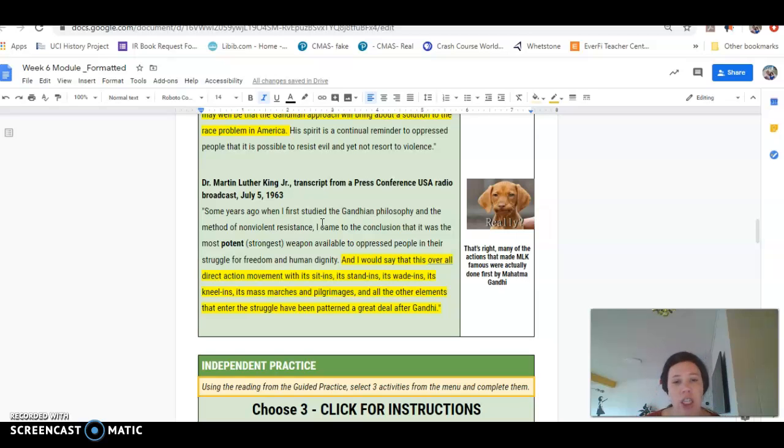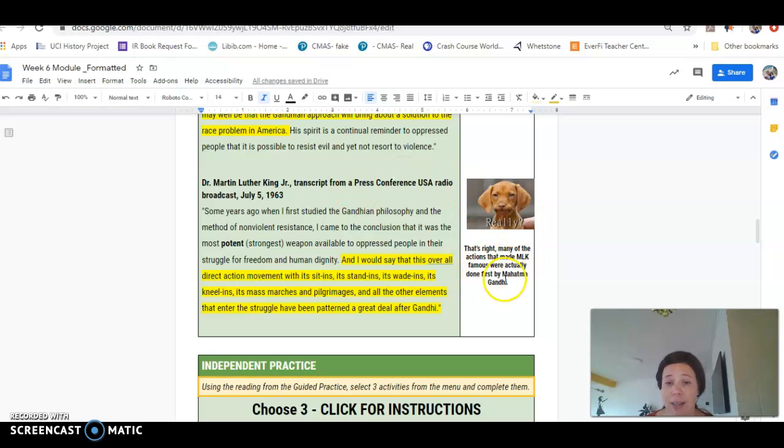Some years ago, when I finished studying the Gandhian philosophy and the method of nonviolent resistance, I came to the conclusion that it was the most potent or the strongest weapon available to oppressed people in their struggle for freedom and human dignity. And I would say that this all-over direct action movement, with its sit-ins, its stand-ins, its wait-ins, its kneel-ins, its mass marches and pilgrimages, and all the other elements that enter the struggle, have been patterned a great deal after Gandhi's.